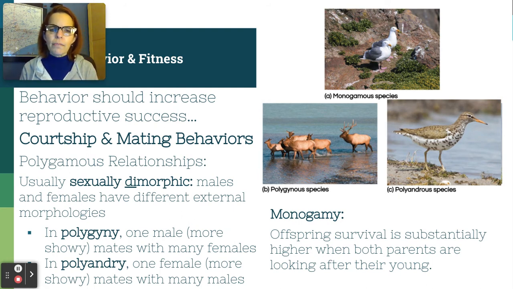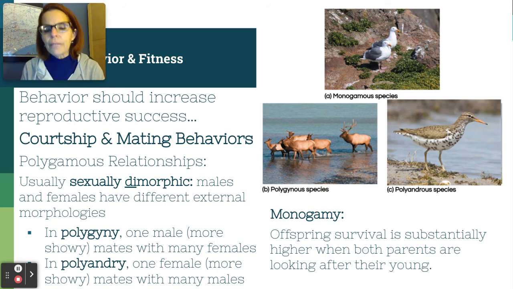And then the last type of relationship is called monogamy. Monogamy is when we just have one pair, and they might mate just for a season or just for a brood, or they might mate for life. Many bird species mate for life.